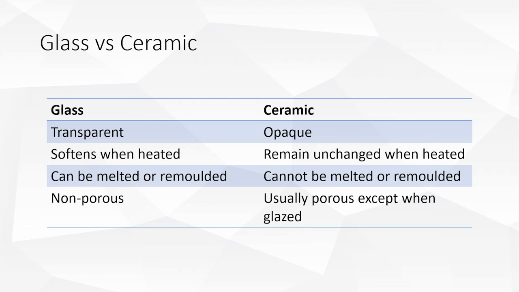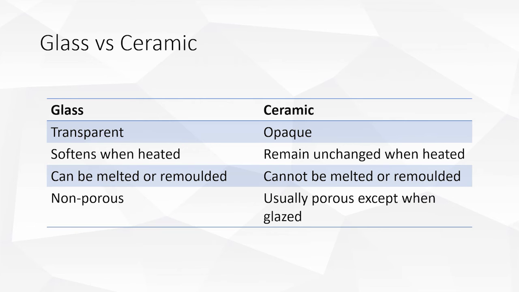Next, in terms of heat resistance, ceramic can withstand higher temperatures than glass. When heat is applied to both of them, glass will be softened while ceramic remains unchanged upon heating, as the atoms in ceramic are closely bonded together. Hence, ceramic cannot be melted or remolded since they are good thermal insulators and do not expand greatly when heated.